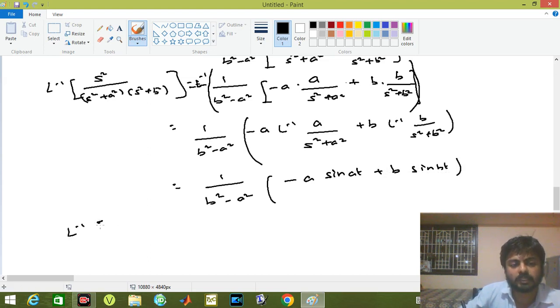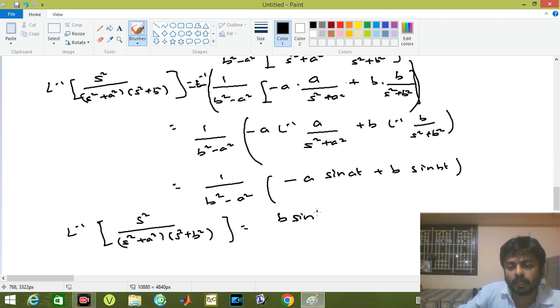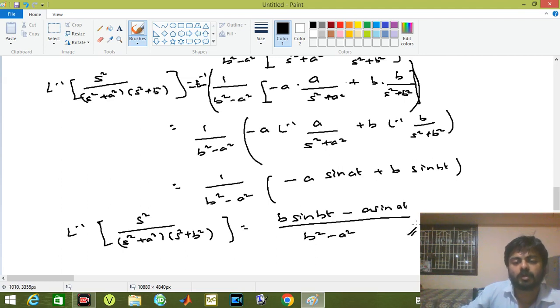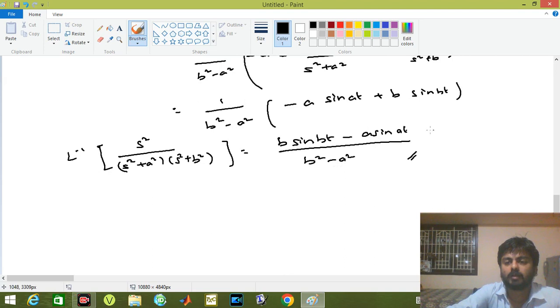So the final result is L inverse of a square divided by a square plus a square into a square plus b square equal to b sin bt minus a sin at divided by b square minus a square. Okay, so this is the result. But it can also be written as a sin at minus b sin bt divided by a square minus b square.